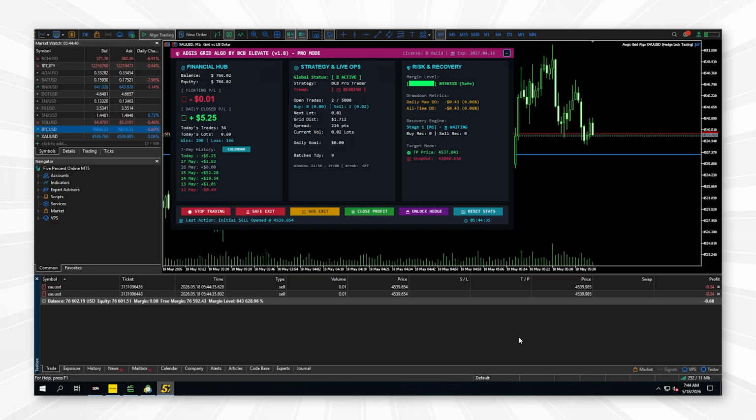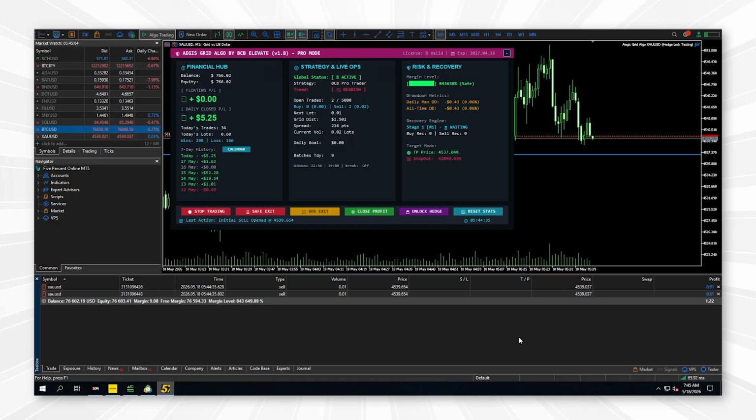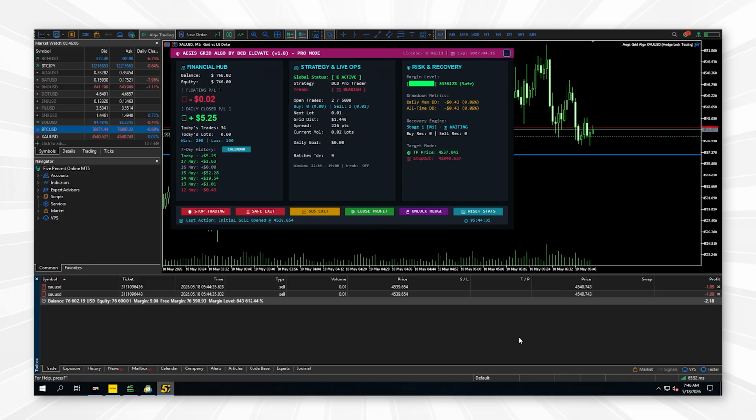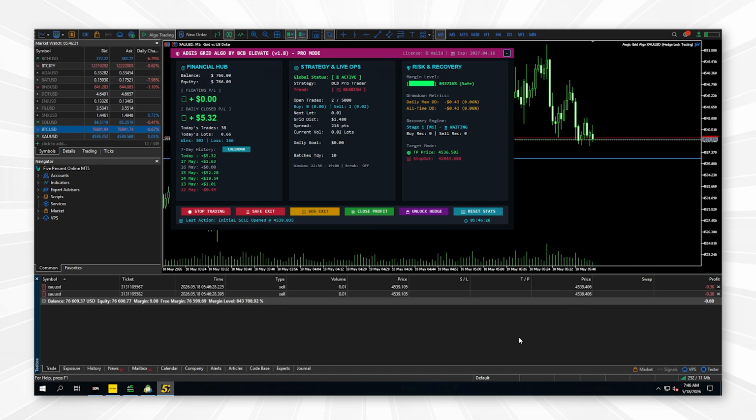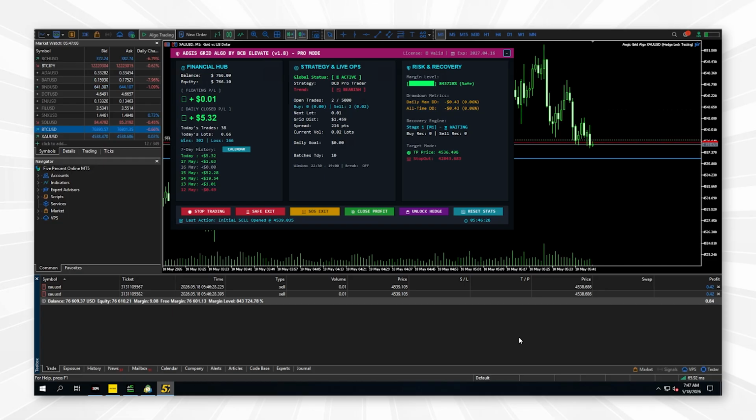Notice how the trades are opening and closing entirely on their own. This is a fully automated system running on MetaTrader 5. You simply set it up, watch the charts, and let the algorithm do the heavy lifting. There is no manual intervention required. Whether you're at work, spending time with your family, or sleeping, the AGIS Grid Algo is navigating the markets for you. Let's talk about the foundation of this setup: capital and account structuring.